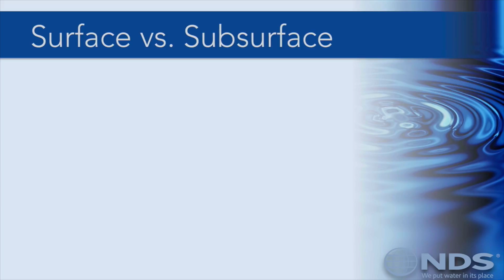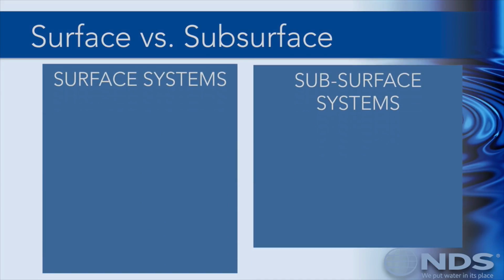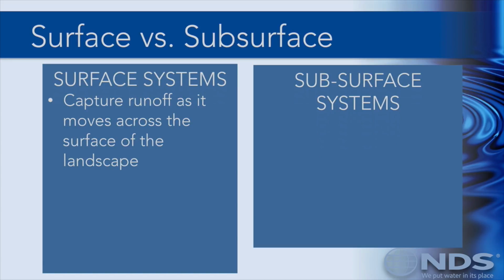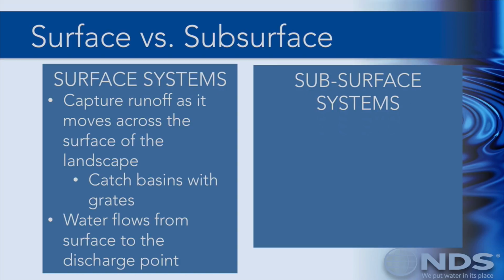In the landscape drainage world, there are 2 major categories of systems: surface systems and subsurface systems. Surface systems capture runoff as it moves across the surface of a landscape. A common example is using catch basins with grates. Water flows from the surface into the drainage system and is then conveyed to the discharge point. This is why they are called surface systems, even though the water is conducted underground.